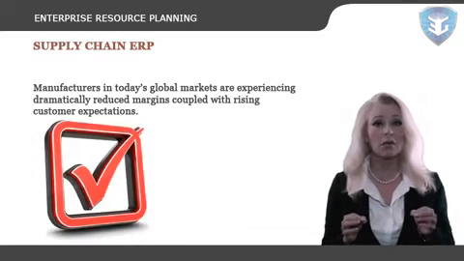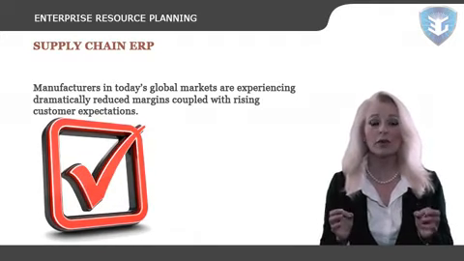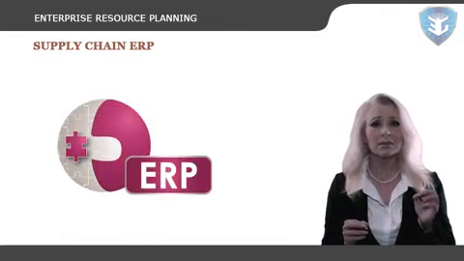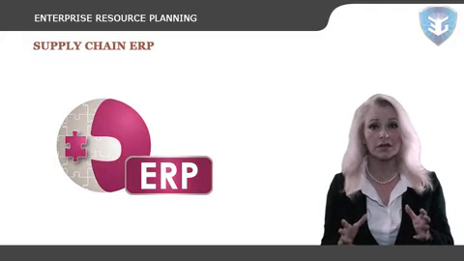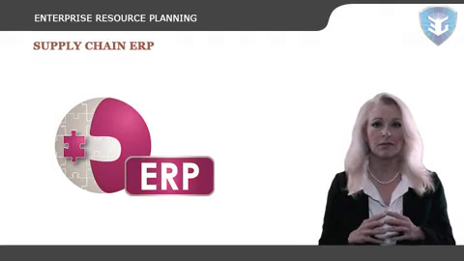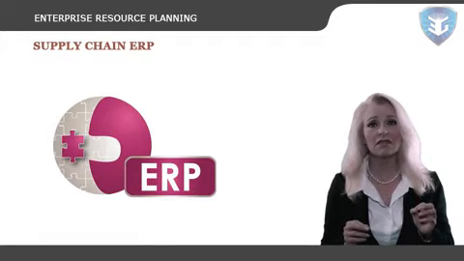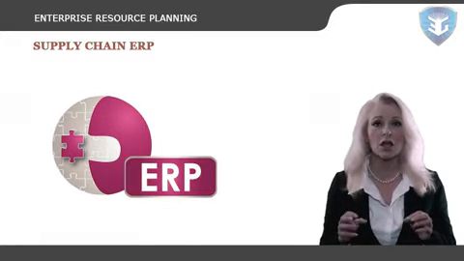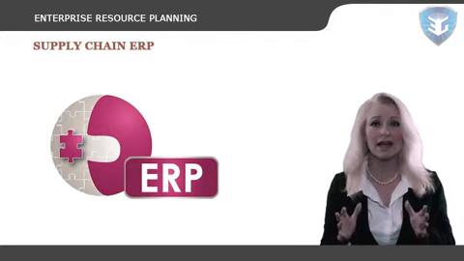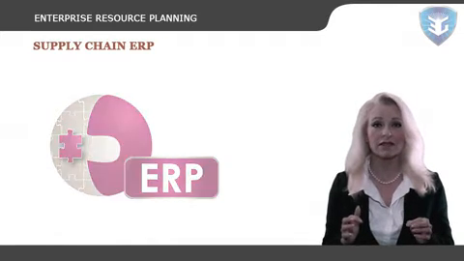Manufacturers in today's global markets are experiencing dramatically reduced margins coupled with rising customer expectations. Being a successful supply chain partner for customers demands up-to-the-minute information visibility. It needs information on everything from supply chain inventories to production planning to shop floor scheduling to the increasingly robust set of data collected on customer demographics and order preferences.